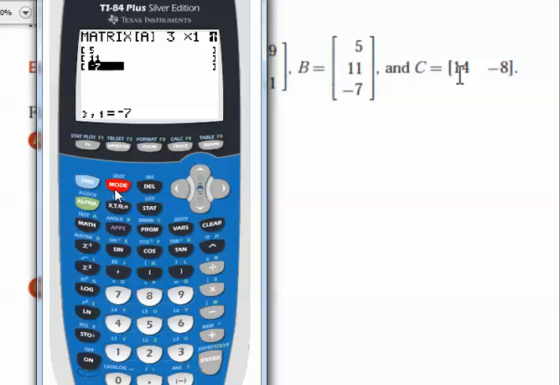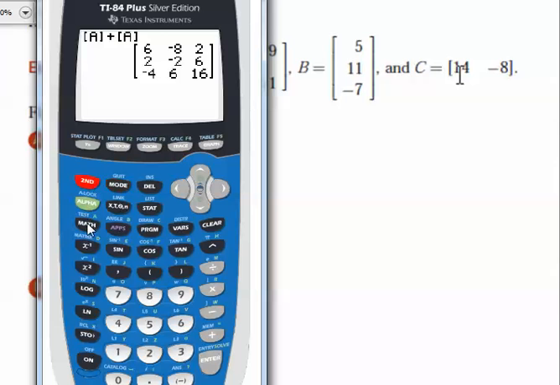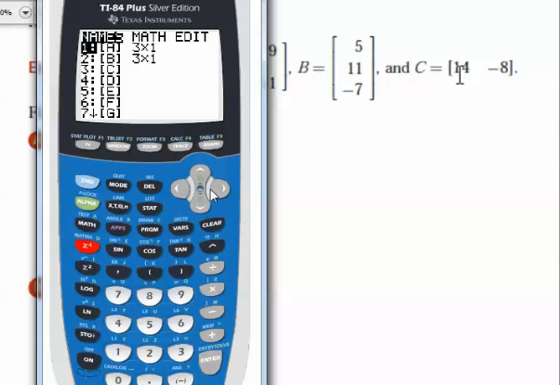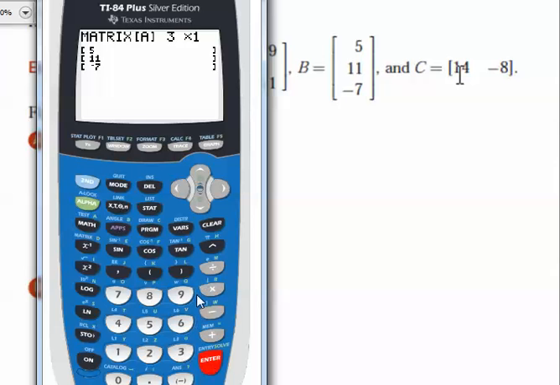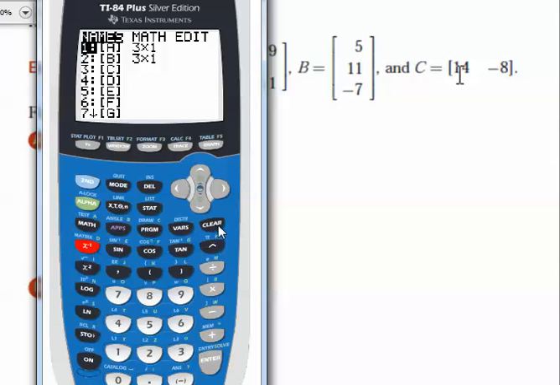Okay, and then you want to quit and go back to matrix again. Go over to edit, and oh, wait a second, I put that in A, didn't I? I can quit. Try this again. Second matrix. Be more careful this time.